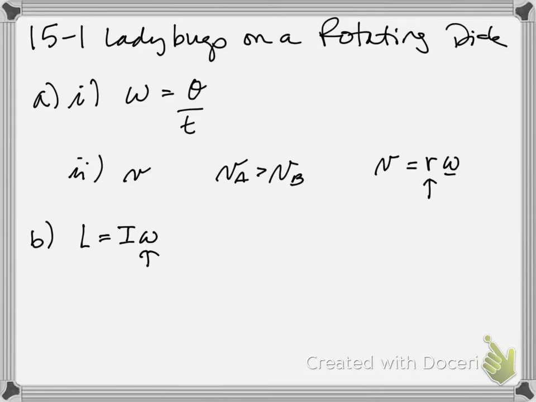So since there are no net torques on the ladybug-disk system, its total angular momentum has to stay the same. So if the ladybug's angular momentum increases a little bit, the angular momentum of the disk has to decrease a little bit. So you get 2 points for part B, 1 point for saying that the angular momentum of the ladybug-disk system doesn't change. And then 1 point for saying, well, since the angular momentum of the ladybug increased, the angular momentum of the disk had to decrease.